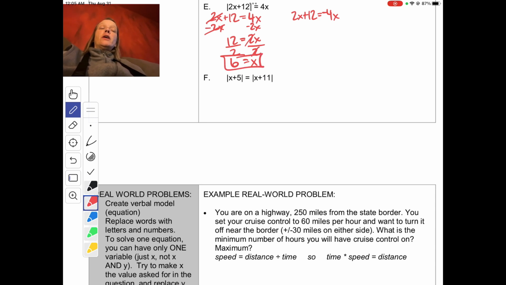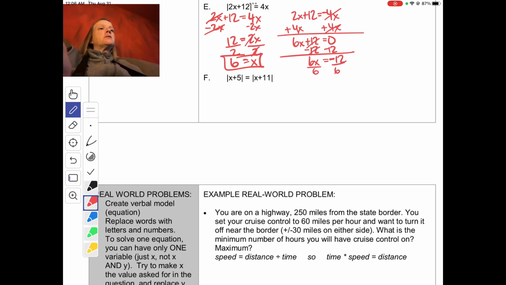For our other equation that equals negative 4x, I can also solve this. Let's see, I'm going to add 4x to both sides of the equation, and I get 6x plus 12 equals 0. So I want to get x by itself, so subtracting 12 from both sides of the equation gives me 6x equals negative 12. And now when I divide both sides by 6, I get that x equals negative 2 as my solution.